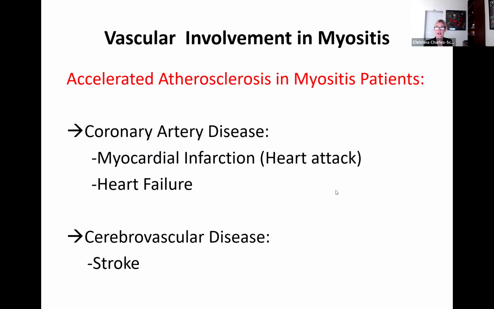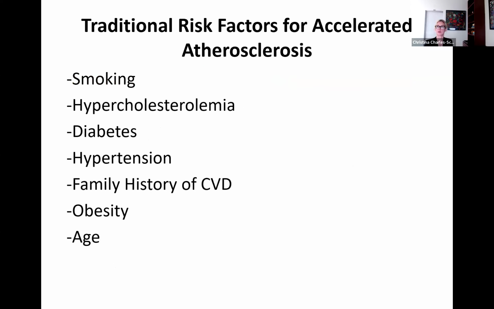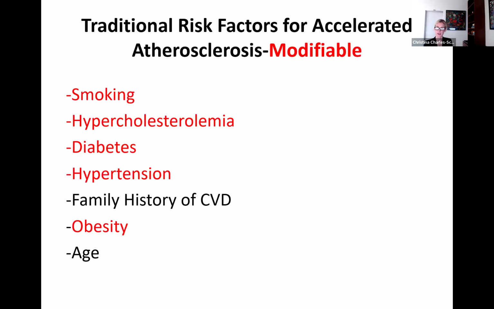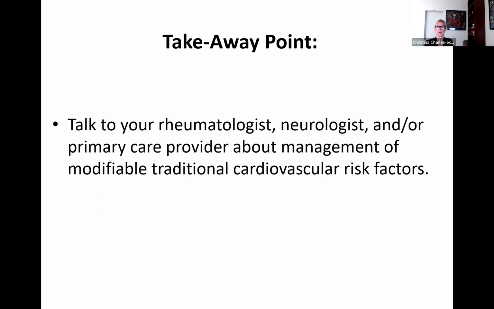Coronary artery disease, myocardial infarction, heart failure, and cerebral vascular disease, stroke. These are increased in patients with myositis. Traditional risk factors, we know about these things, right? Smoking, hypercholesterolemia, diabetes, hypertension. There's a question that someone asked about family history, obesity, and age. Some of these are modifiable, right? And that's very important in approaching risk for accelerated atherosclerosis. It's not always easy, but modifiable.